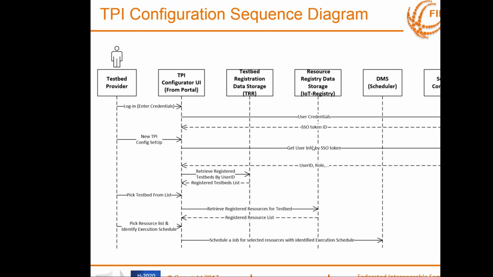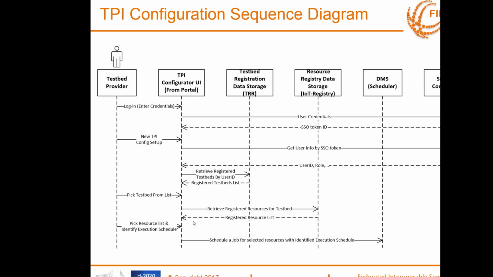The first thing that is done, after retrieving your token and user ID, is that we retrieve the already registered testbeds. If you have more than one testbed, you can pick one, and then you can list all the resources of this testbed that you have registered in the previous steps. As I mentioned, you pick the testbed, then we retrieve the resources from the resource registry data storage, and then you can pick a list of your resources.